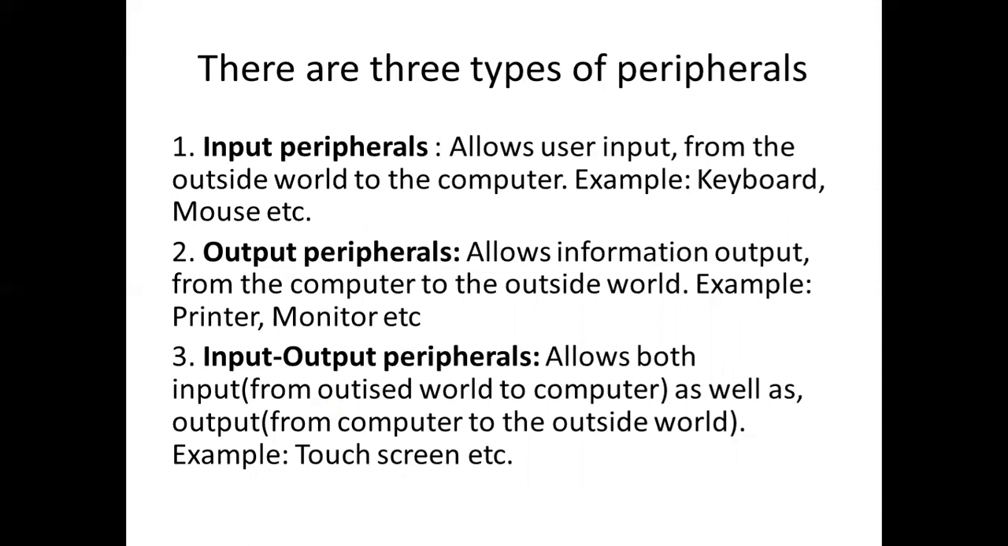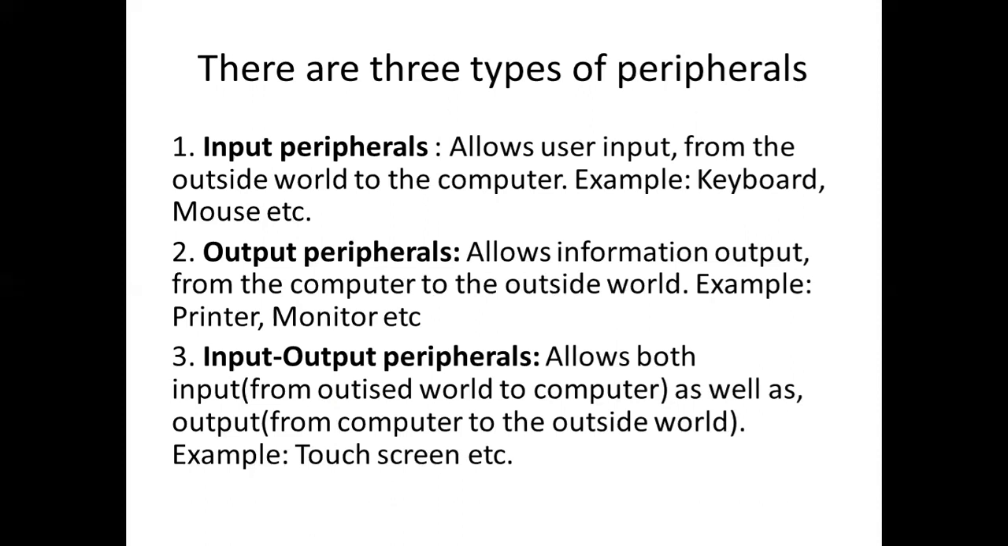But when it comes to input peripherals, these are definitely the ones that are allowing users to put information inside the computer. And the output is giving you out the information or the data from the computer. So I hope those two are very much clear. And the examples: the mouse and the keyboard, those are the input. While the monitor and the printers are considered to be the output. And when we have the input-output, that is the touch screen. So please do remember that.